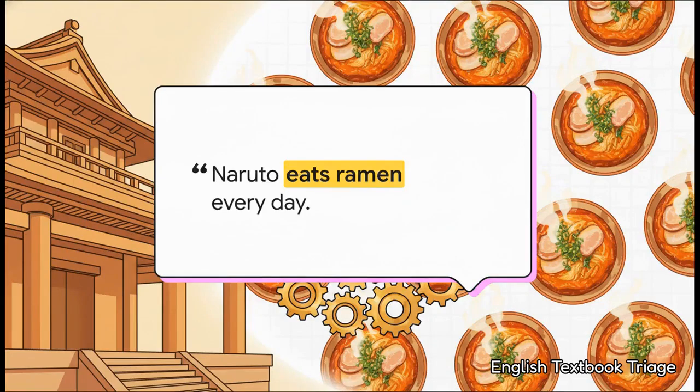This is just perfect for the simple present. It's not that he's eating it right now. It's a habit, a routine. It's a fundamental truth of his world, right? The sentence structure is simple and solid because the fact it describes is constant.